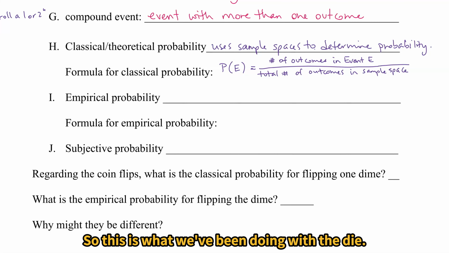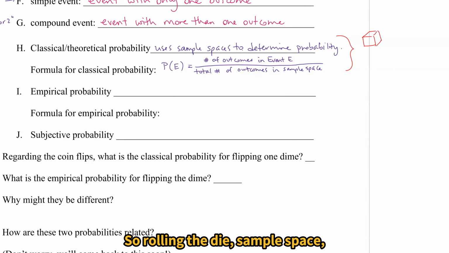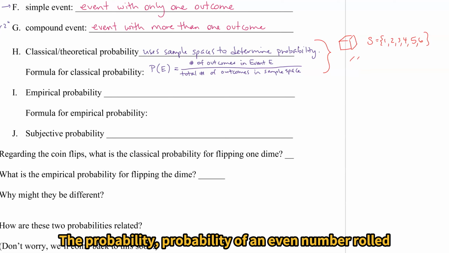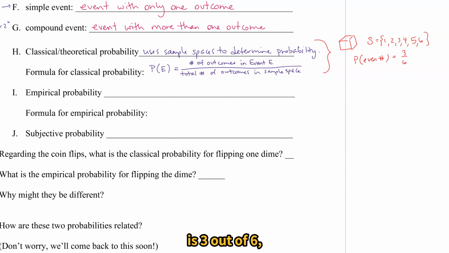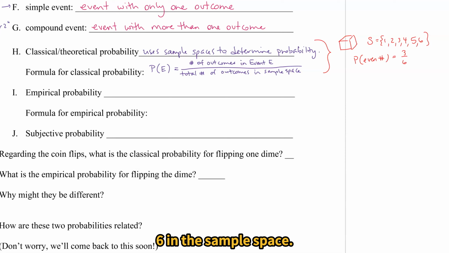So this is what we've been doing with the die. So rolling the die, sample space is 1 through 6. The probability of an even number rolled is 3 out of 6 because we have 3 even numbers out of the total 6 in the sample space.